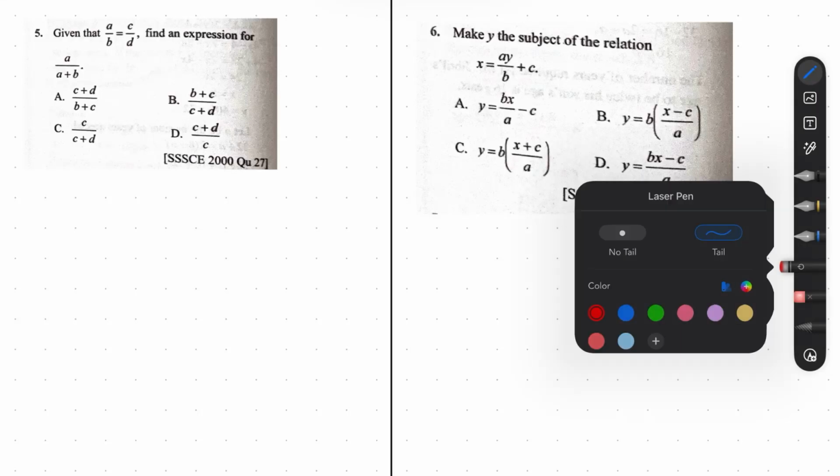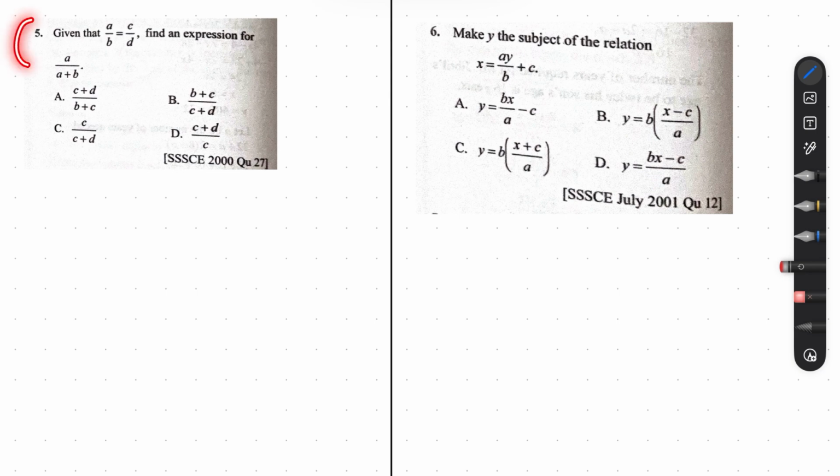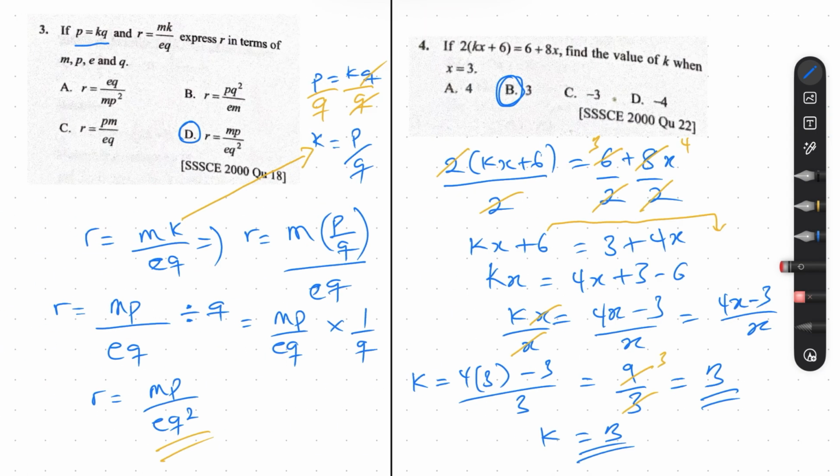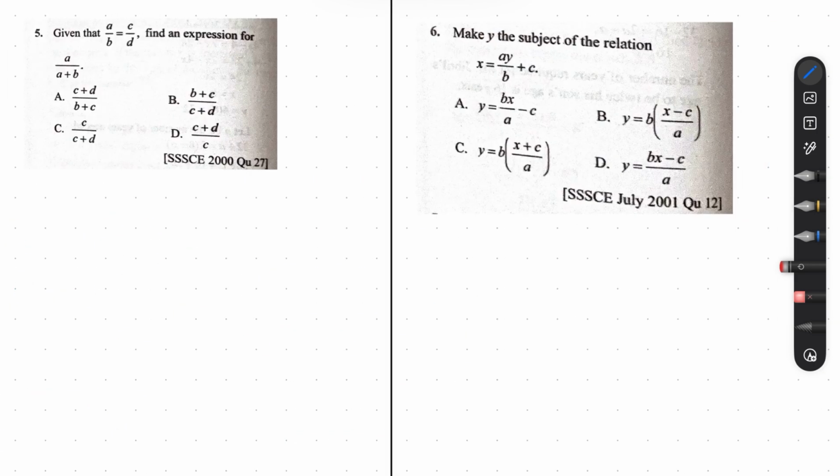In this section, we are going to do question number 5 and then question number 6. Previously, we finished with question number 4. So let's start with question number 5.